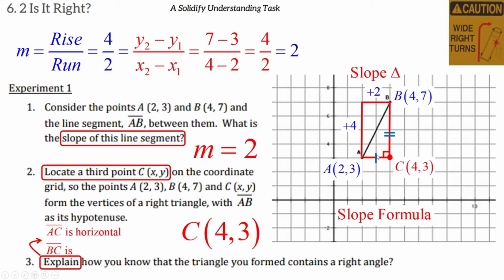And this is a notation we're going to use in Module 4. This 1 hash mark and this 2 hash marks means these 2 segments do not have the same length. All right, but we do know segment AC is horizontal and segment BC is vertical. Therefore, AC must be perpendicular to BC, forming that right angle right there. Check.